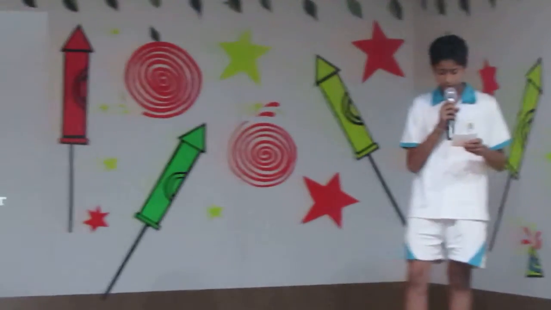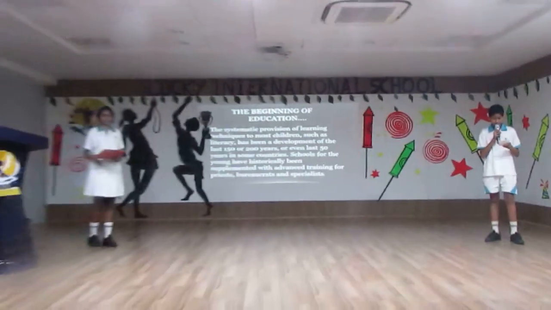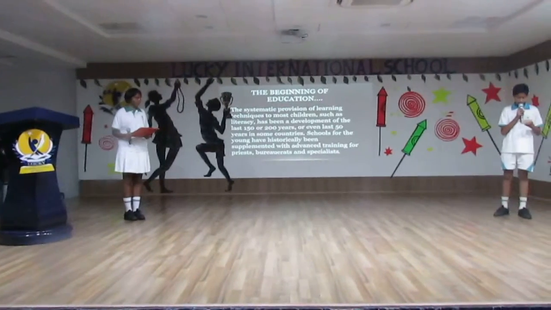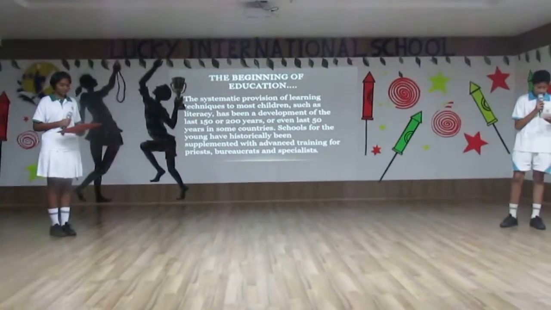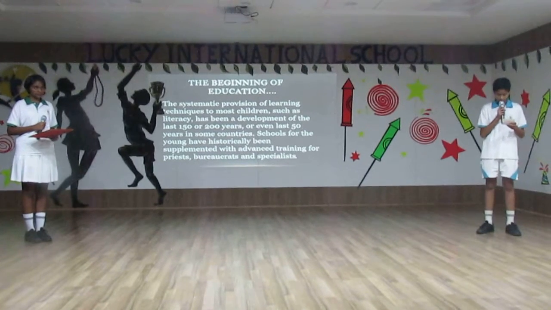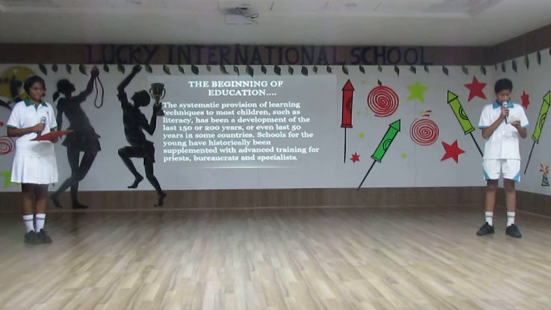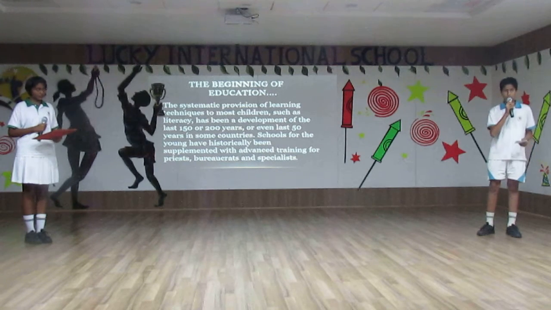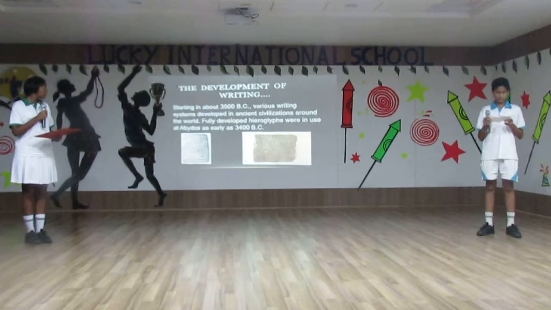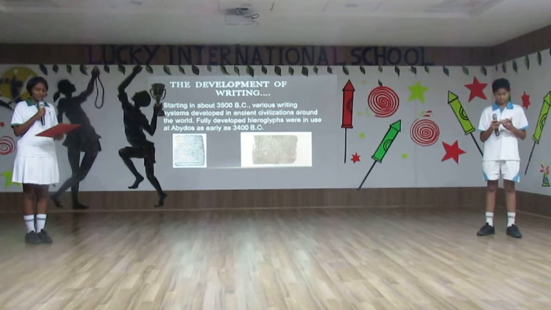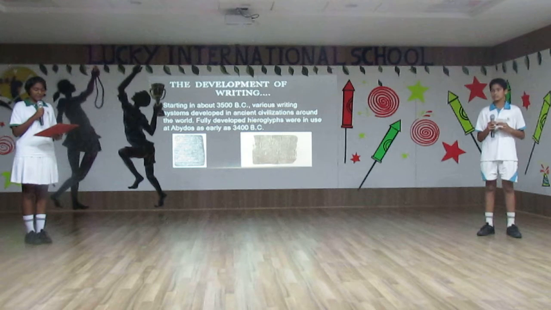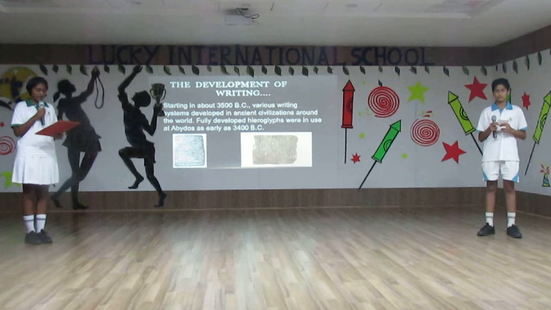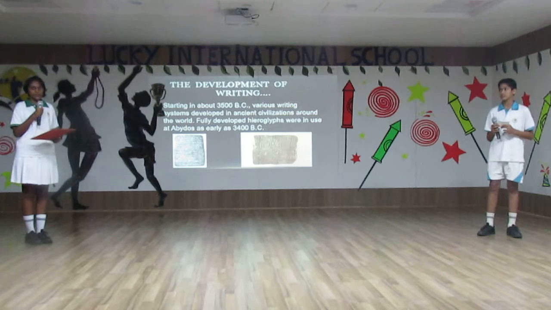The systematic provision of learning techniques to most children, such as literacy, has been developing over the last 150 to 200 years, or even the last 50 years in some countries. Schools for the young have historically been supplemented with advanced training for priests, bureaucrats and specialists. The development of writing: starting in about 3500 BC, various writing systems developed in ancient civilizations around the world. Fully developed hieroglyphs were in use at Abydos as early as 3400 BC.